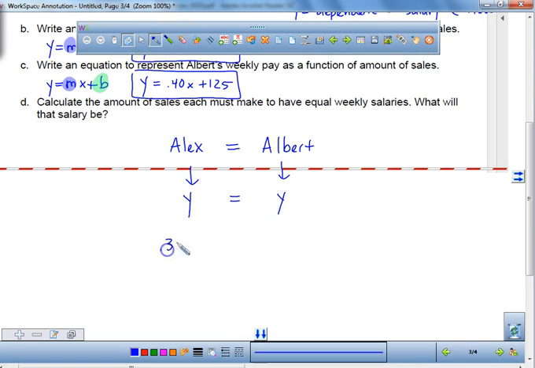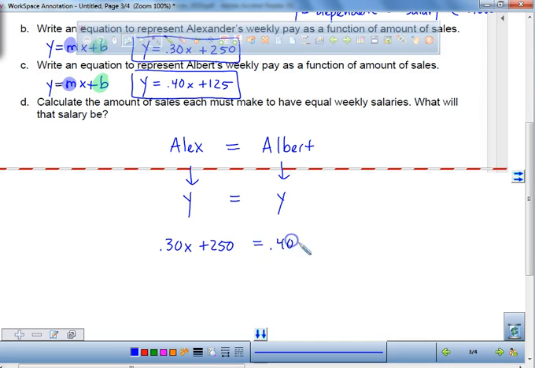I'm going to say 0.30x plus 250 equal to 0.40x plus 125. I'm going to set their equations equal to each other, and then we're going to solve for x. Okay, so now we're going to solve for x. Where do I have the most x values? On the left side or the right side? Where do I have more? On the right side. So here's what we're going to do. We're going to take away 0.30x on both sides.